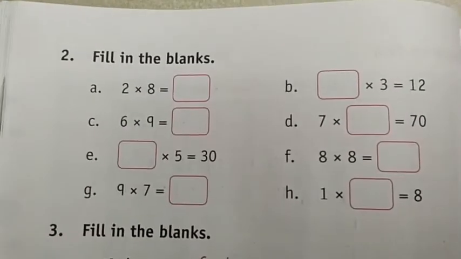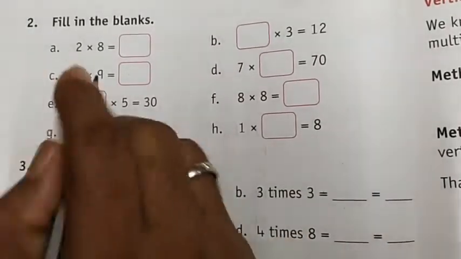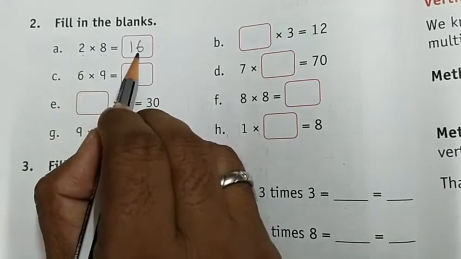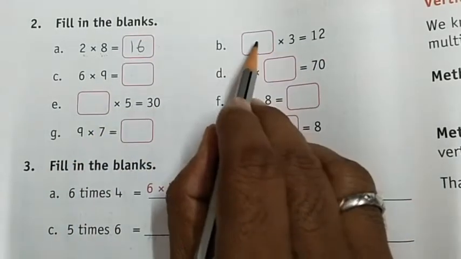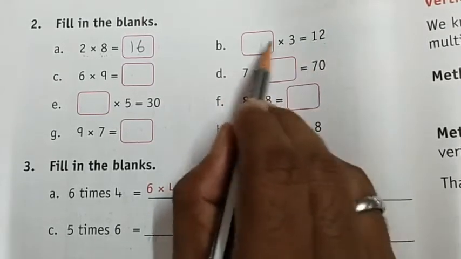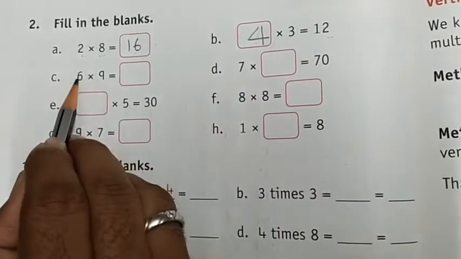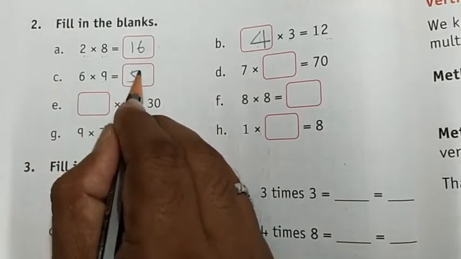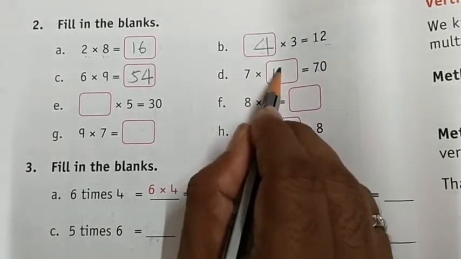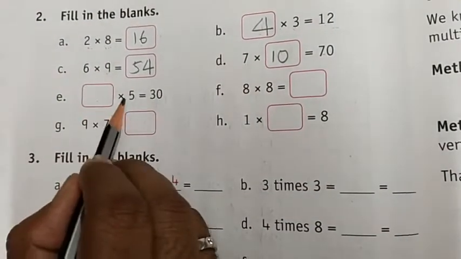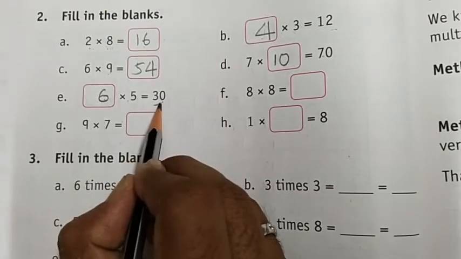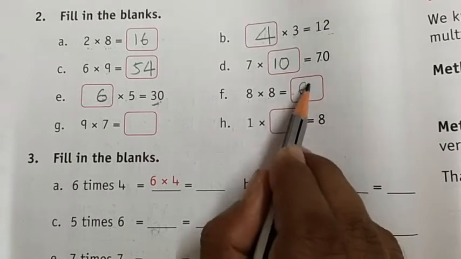See here, fill in the blanks. 2 8s are 16, so 2 times 8 equals 16. Dash multiplied by 3 will give you 12: 4 into 3 is 12, 4 3s are 12. 6 into 9, 6 9s are 54. 7 into dash will give you 70: 7 into 10 will give you 70, 7 10s are 70. Dash into 5 will give you 30: 6 5s are 30, so 5 into 6 is 30. 8 into 8, 8 8s are 64.